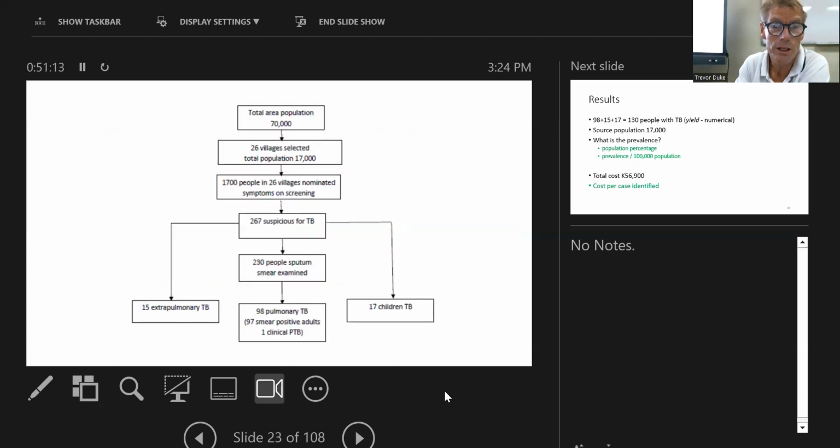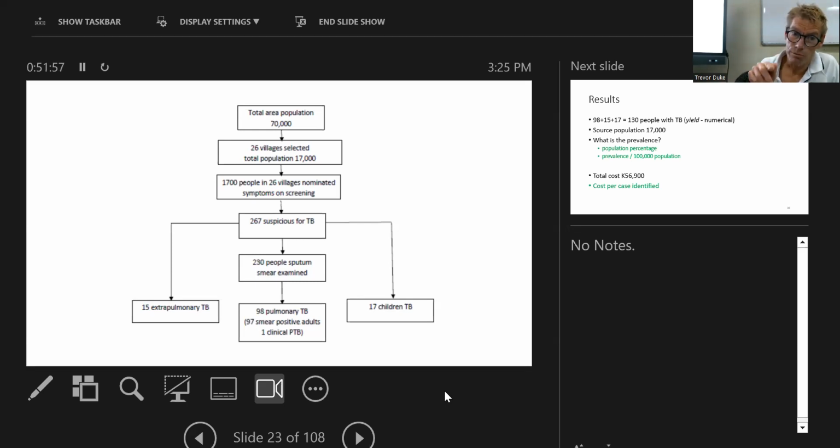And so in the population area, there were 70,000 people in those areas, and the villages themselves selected 17,000 people, right? There were 26 villages selected, and there were 17,000 people within those 26 villages. 1,700, so one tenth of those, were nominated as having some symptoms on screening. So we had to screen 1,700 people with sputum smear testing, right?